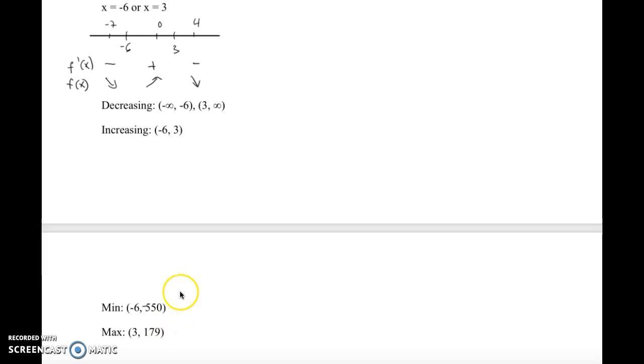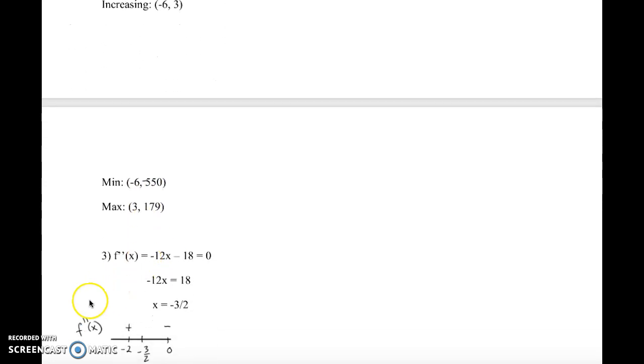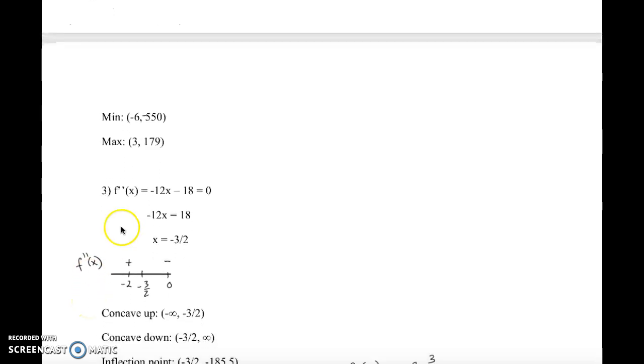Now we're going to go ahead and find our concavity. So we need our second derivative. Our second derivative here is negative 12x minus 18. We're going to go ahead and set that equal to 0. And when we do, our x is negative 3 over 2.